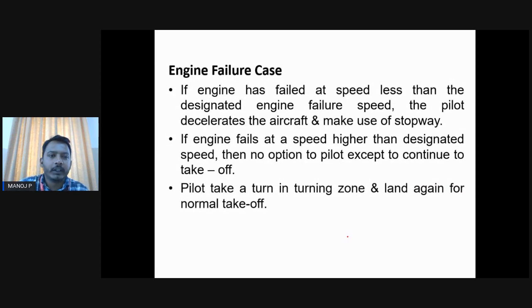In case of engine failure, assume that the engine has failed at a speed less than the designated engine failure speed. Okay, the pilot can decelerate and make use of the stopway. If the engine fails at a higher speed than the designated speed, then there will be no option for the pilot except to continue to take off. After he takes off, he will take a turn in a turning zone and land again. Okay, this is the engine failure case.